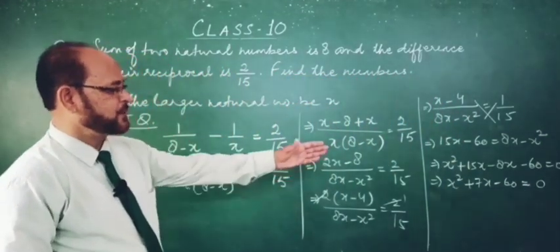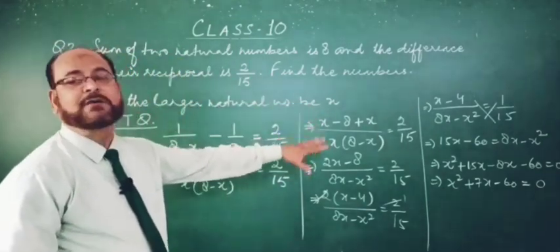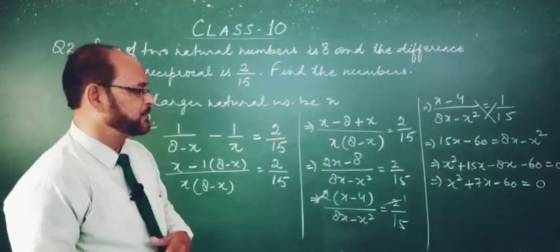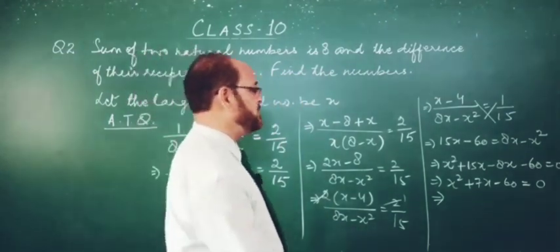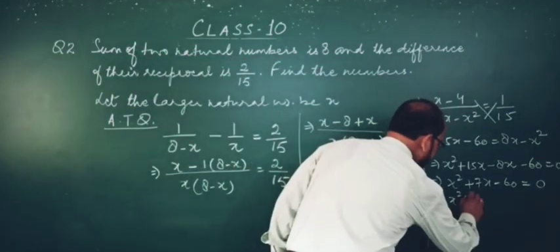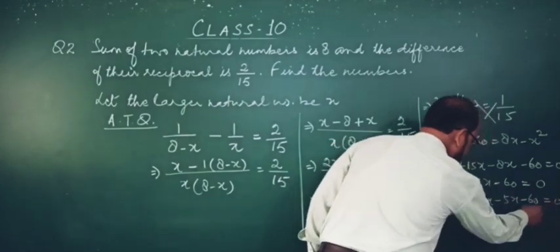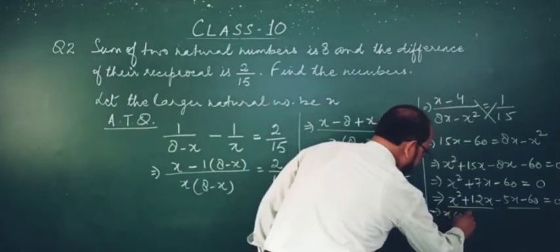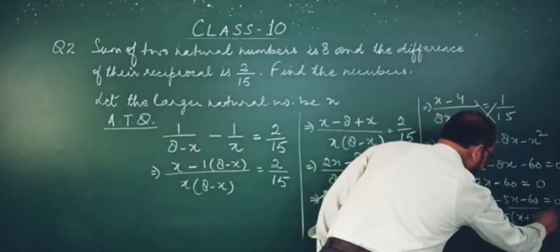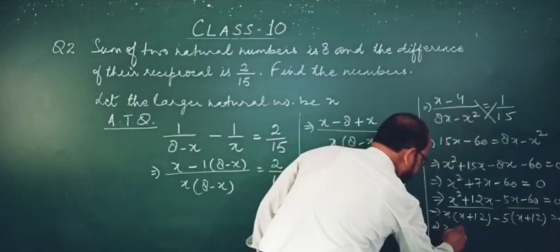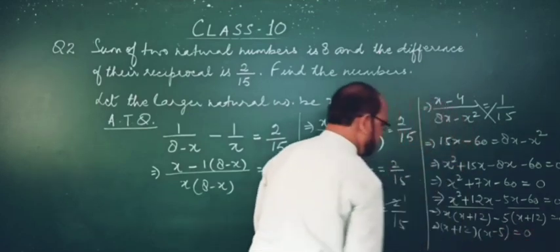Now our job is to find two such factors of 60 whose sum or difference is equal to 7. Those two factors will be 12 and 5. 12 fives are 60, and 12 minus 5 is 7. So we will write it here, x square plus 12x minus 5x minus 60 equals 0. Make pairs. x will be common, x plus 12, minus 5 is common, then x plus 12 equals 0. x plus 12 is common in both, then x minus 5 equals 0.